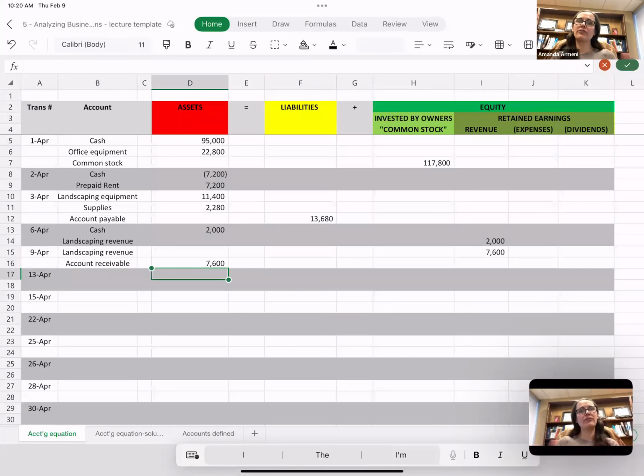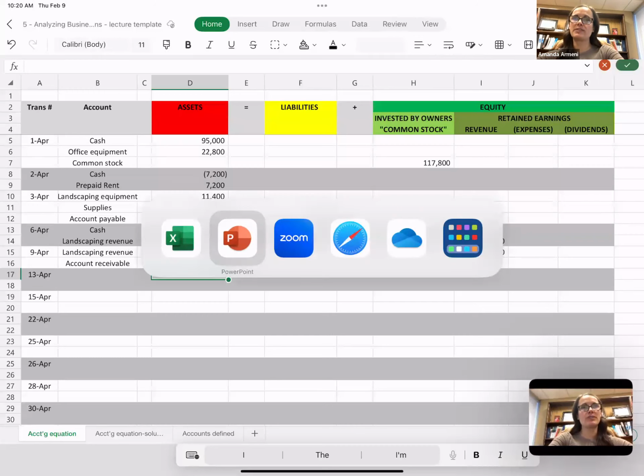Okay, so there we go. We did the first half of April transactions, and in the next video, we will just continue on with the second half of the month's transactions.